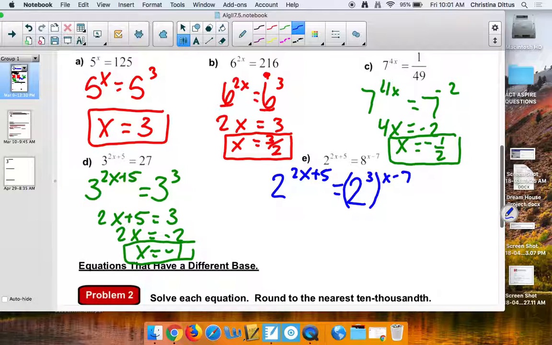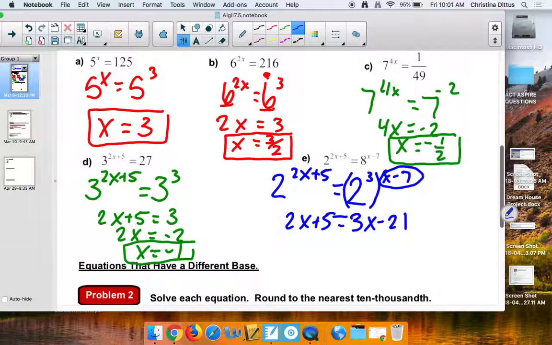Okay, what's different about this one is that the 3 is multiplying the exponent that's already there. But it's multiplying both of them, okay? You can't just write 3x minus 7. You have to distribute this 3. Okay, so if I distribute the 3, what am I getting over on the right-hand side? 3x minus 21. Good. And I'm setting that equal to what since I have a common base? 2x plus 5. Okay, questions on that step?